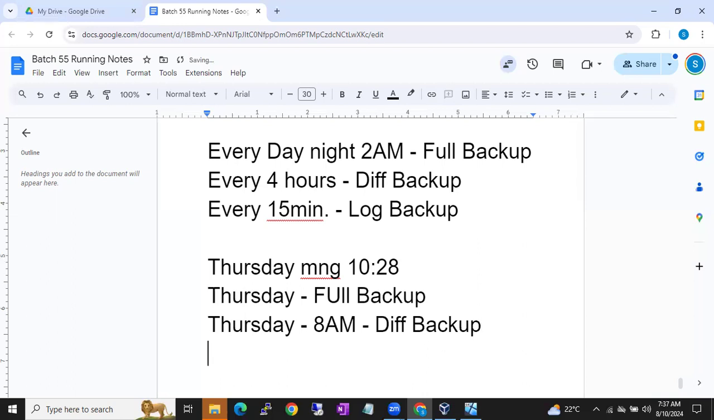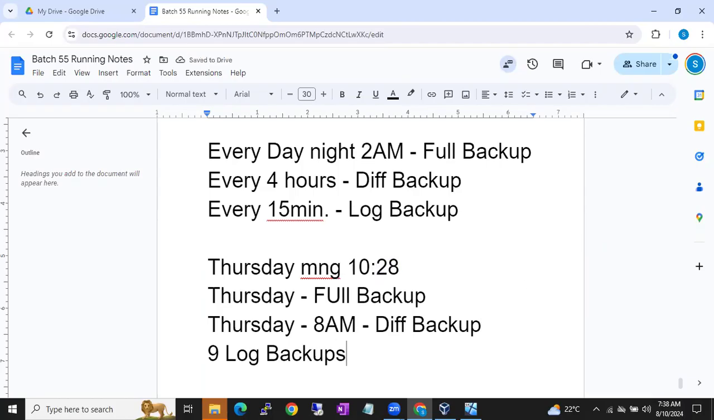Next, from 8 a.m. to 10:28, up to 10:15 we have log backups, correct? At 10:30 one more log backup will run, but at 10:28 itself the database is corrupted. So the maximum log backups I can get in this scenario is up to 10:15. From 8 to 10:15, how many hours? 2 hours 15 minutes. Every hour has 4 log backups, so 2 hours 15 minutes means 9 log backups. So the answer is 1 full, 1 differential, 9 log backups, guys.